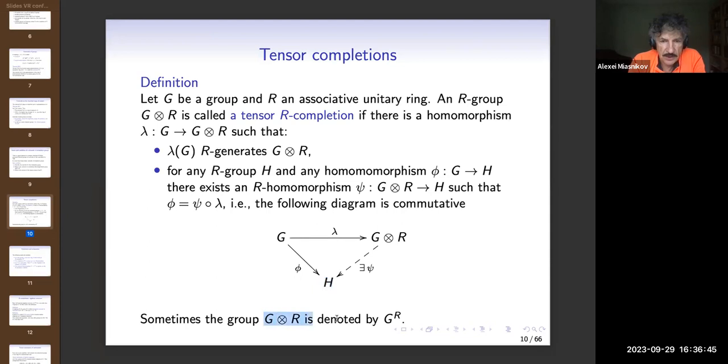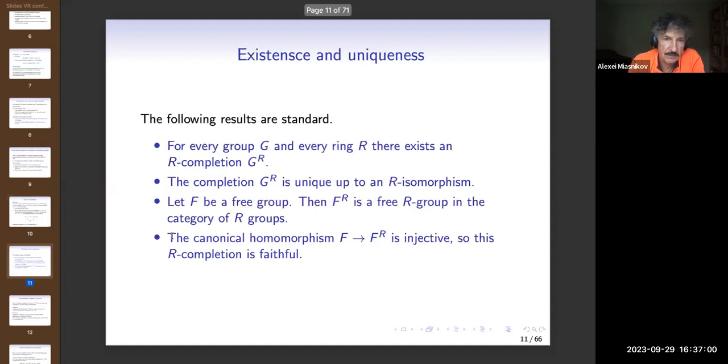Sometimes this group is denoted by G to the R. With Lyndon, Baumslag, and also with Remeslennikov, we did it sometimes because it's just shorter. Okay, there is the operation of tensor completion. From general nonsense, meaning from universal algebra, you can immediately deduce some properties. For every group and every ring, there exists an R completion, a tensor R completion. The completion is unique up to an R isomorphism.